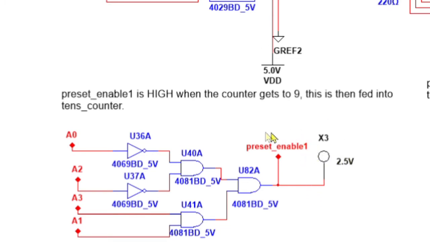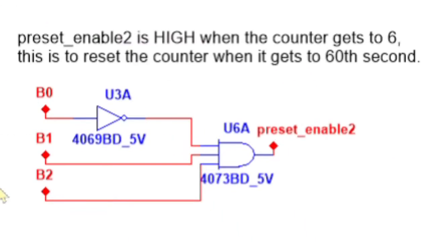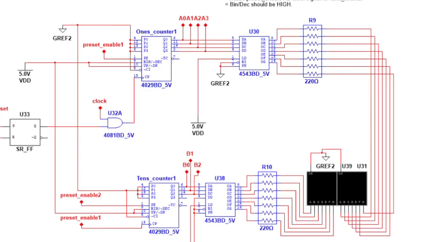This is done using the preset enable 1 signal. As you can see, this has been fed into both ones counter and the tens counter. The tens counter is reset when it gets to 6 using this logic. This way the seconds will go from 0 to 59 seconds. The output of the counters are fed to this BCD to 7 segment decoder, which is then displayed using these 2 7 segment display units.